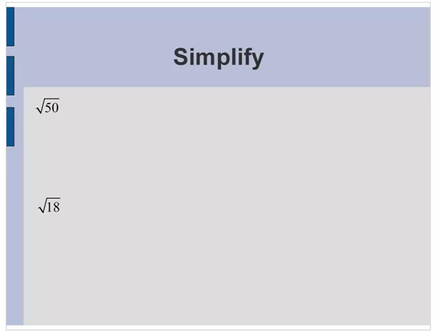So let me try. I'll do one on my own again. The square root of 50. Now, I recognize that 50 is 25 times 2. So I would write this as the square root of 25 times the square root of 2, which is 5 times the square root of 2.